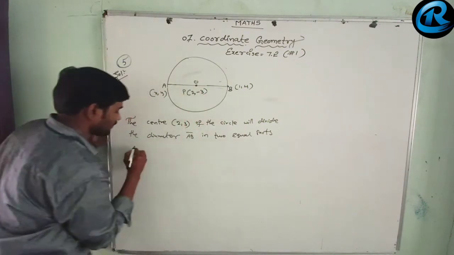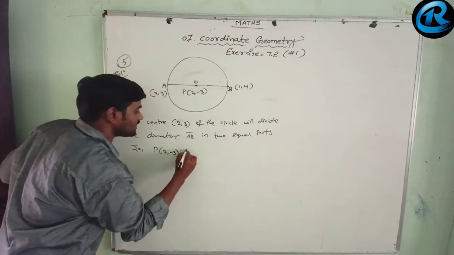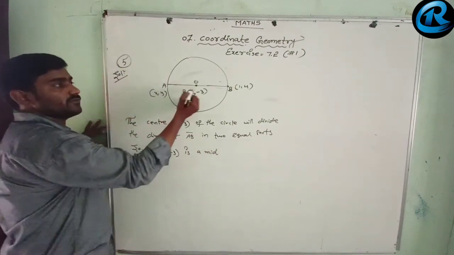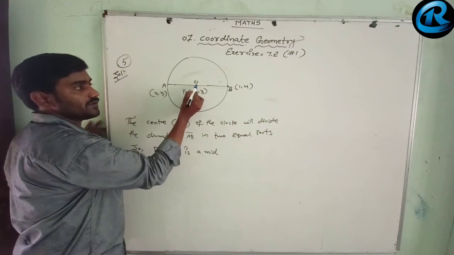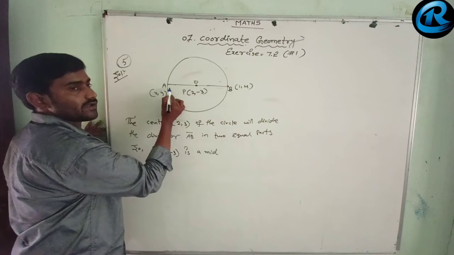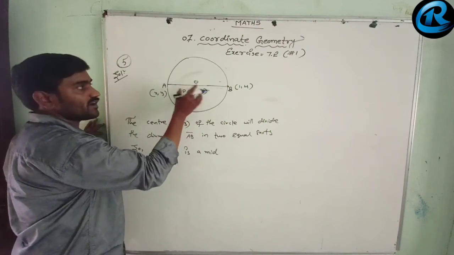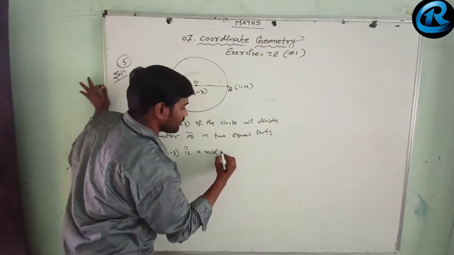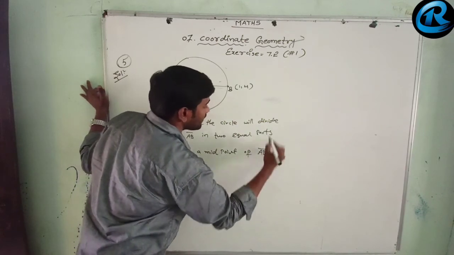So here P, 2 comma minus 3, is the midpoint. ఎందుకు midpoint అవుతుంది ఇది midpoint ఎందుకు అవుతుంది? Because ఇది exact the center, the center point, it is known as the center of the circle, and this AB is the diameter. So the center of the circle will always be the midpoint of the diameter. So P is the midpoint of the AB diameter.